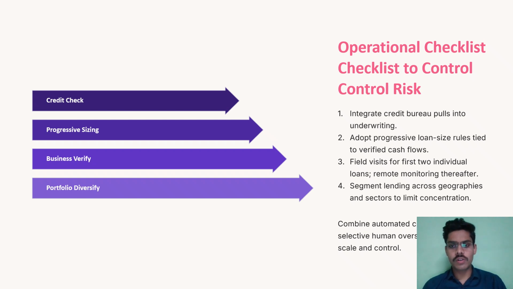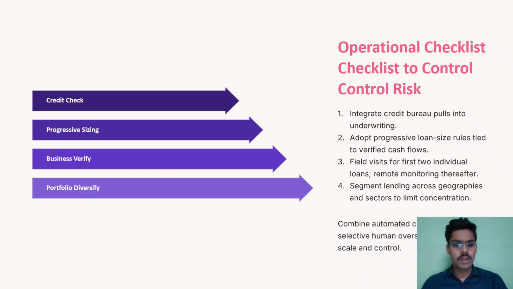The operational checklist to control risk is to integrate credit bureau pulls into underwriting, adopt progressive loan size rules to verify cash flow, field visits for first individual loans, and remote monitoring. We use all these facilities to check whether he is capable of repaying the loan or not, or we can also check the credit history of that individual person, which shows their behavior.